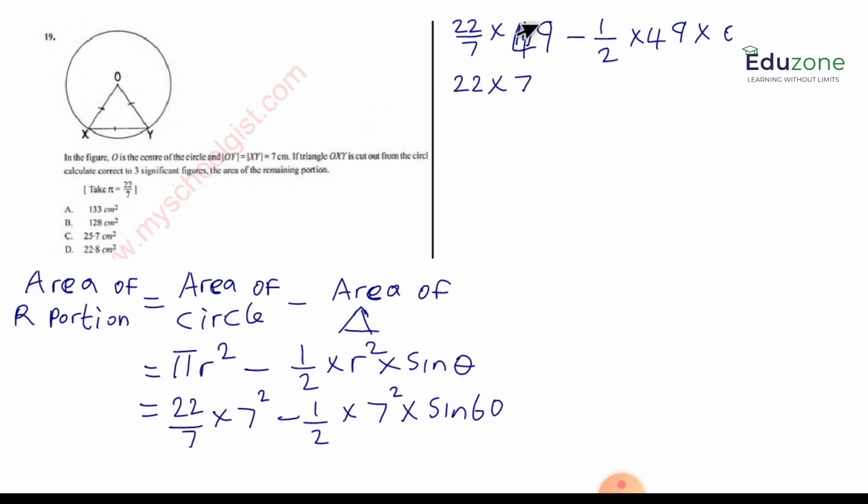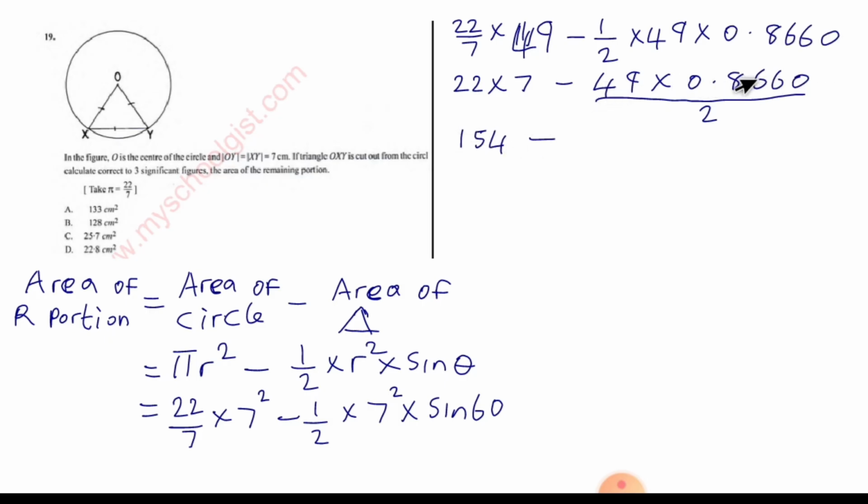Now, 49 can divide by 7, 49 divided by 7 is 7, so we have 22 times 7 minus 49 times 0.8660, everything all over 2. Now 22 times 7 will give us 154, minus 49 times this will give me 42.434 over 2. Now we divide this: 154 minus 42.434 divided by 2, we got 21.217. So this minus this, I got 132.783.